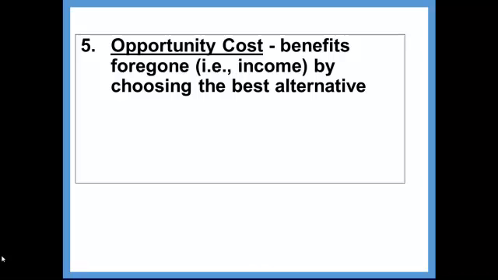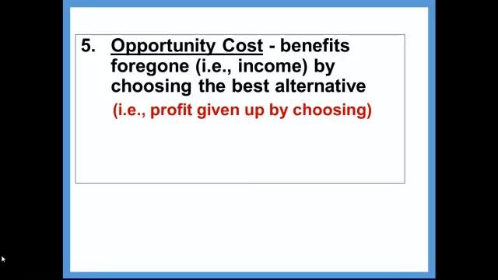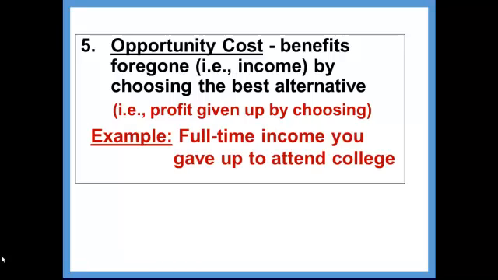Opportunity costs. These are benefits foregone by choosing the best alternative. So you'll choose the best alternative, the one that maximizes income, and you'll give up the next best alternative. So you give up the profit of that alternative. So for most of you, I realize there's a few exceptions, but most of you have given up full-time income so you could come to Texas A&M.